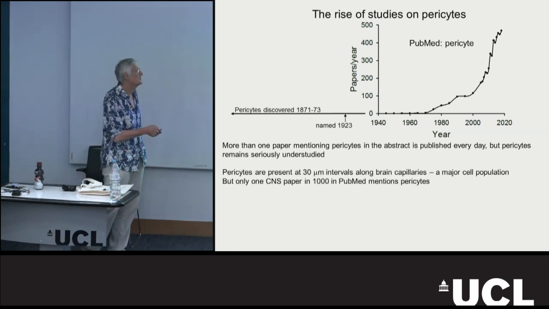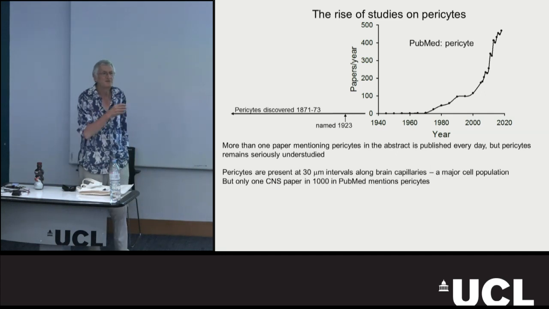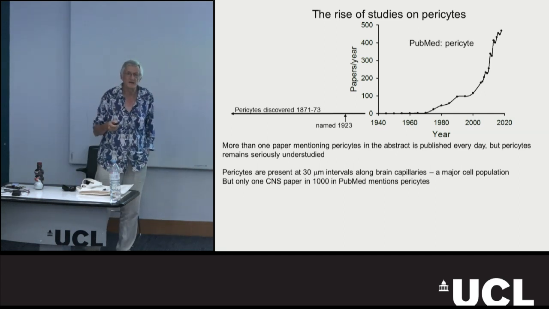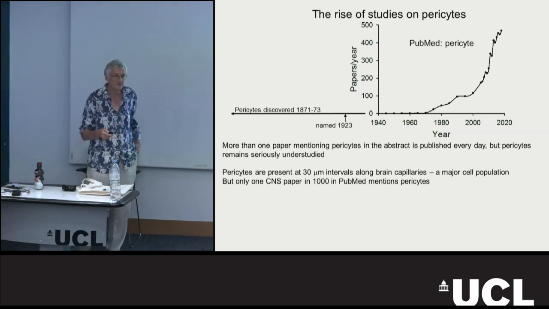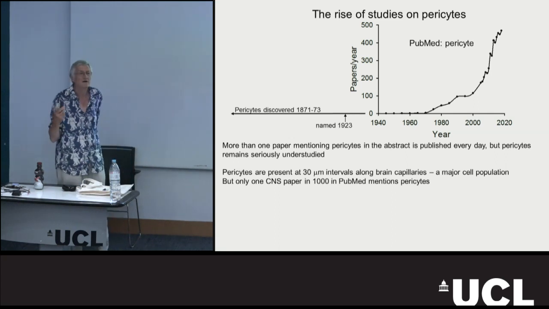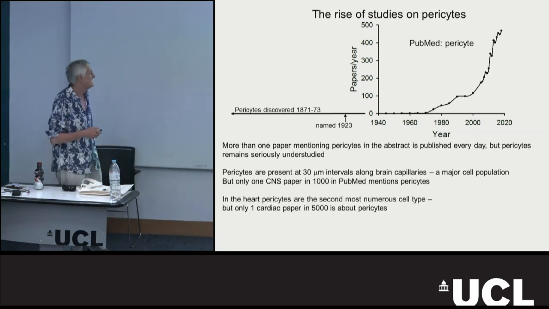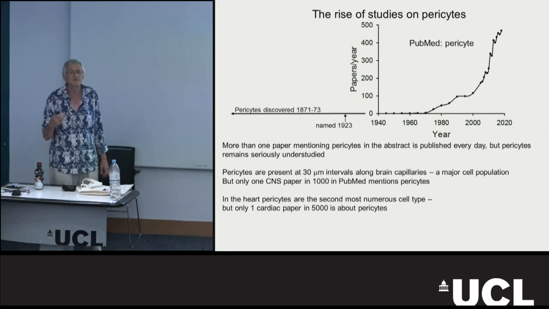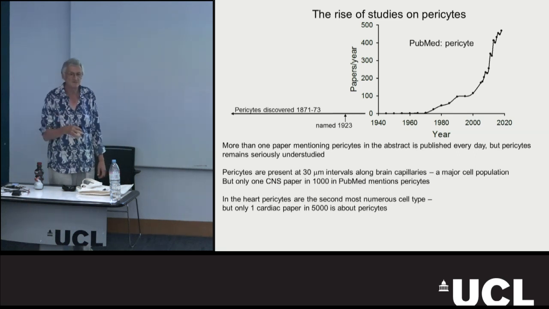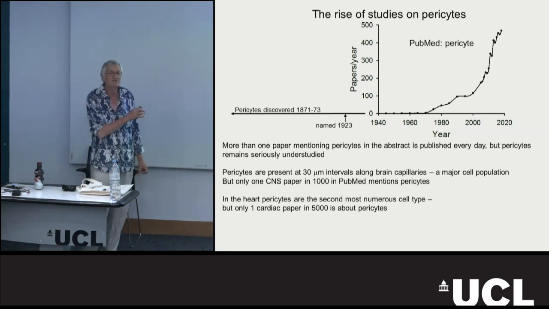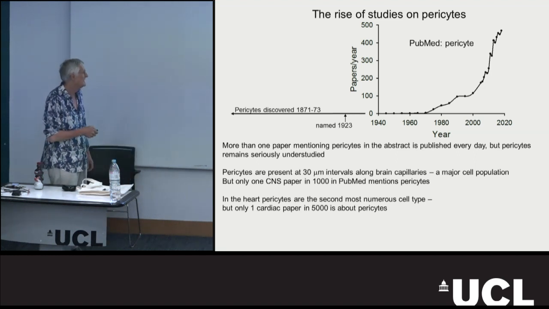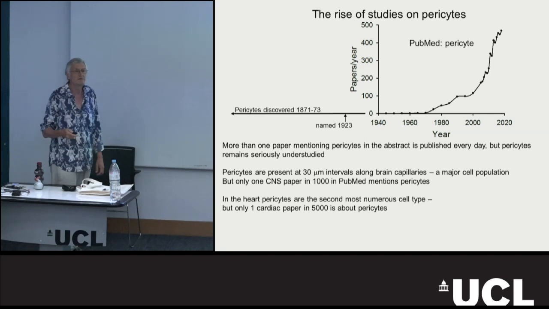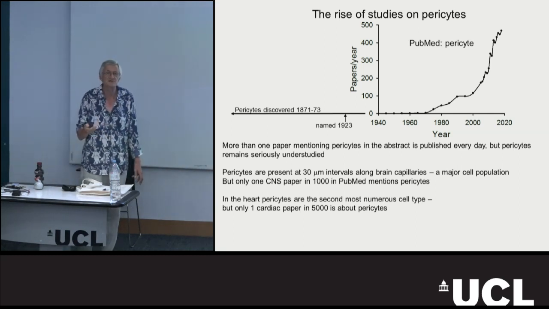They're a major cell population in the brain. Every 30 to 50 microns along a capillary, there's a pericyte. But if you go to PubMed, you'll find that only 1 paper on the brain in 1,000 mentions pericytes. And it's even worse in the heart. In the heart, pericytes are the second most common cell type after endothelial cells. So the contractile cells in the heart, the myocytes, are an almost irrelevant third. But only 1 cardiac paper in PubMed in 5,000 mentions pericytes.